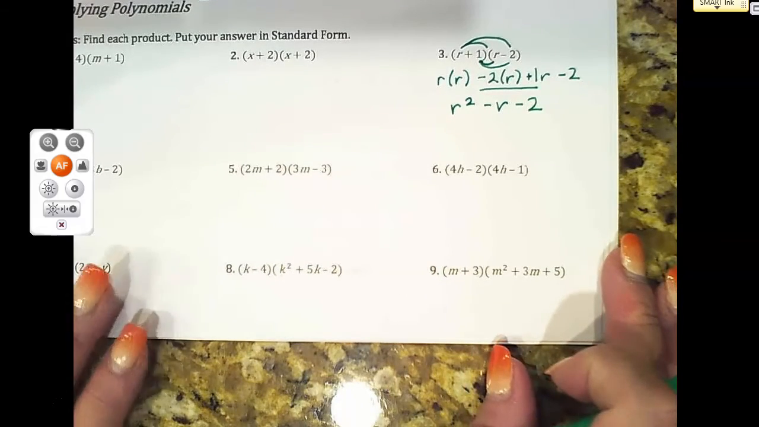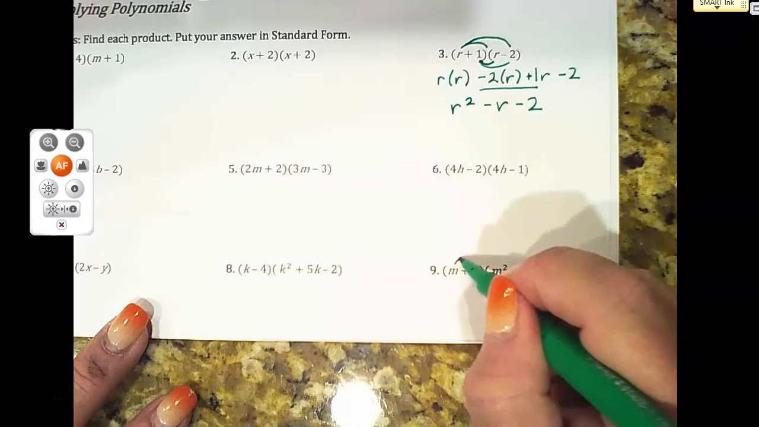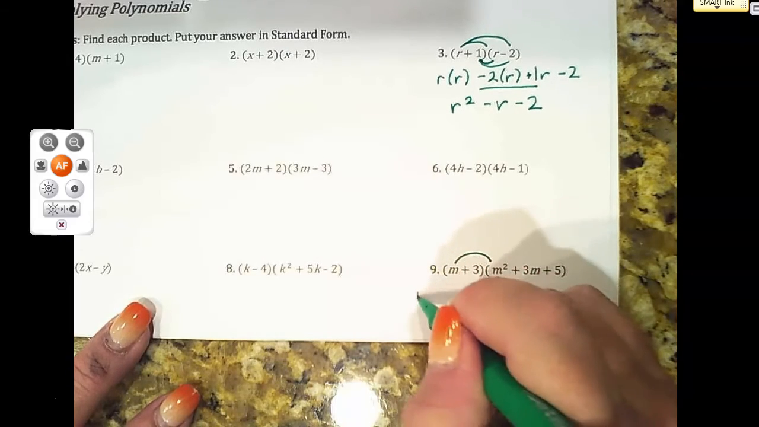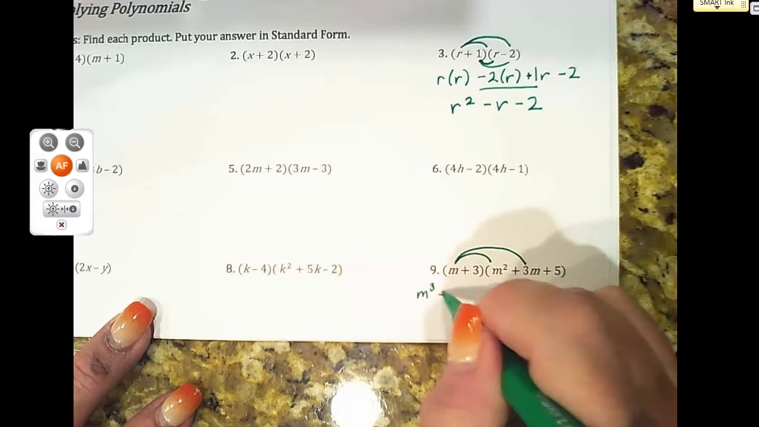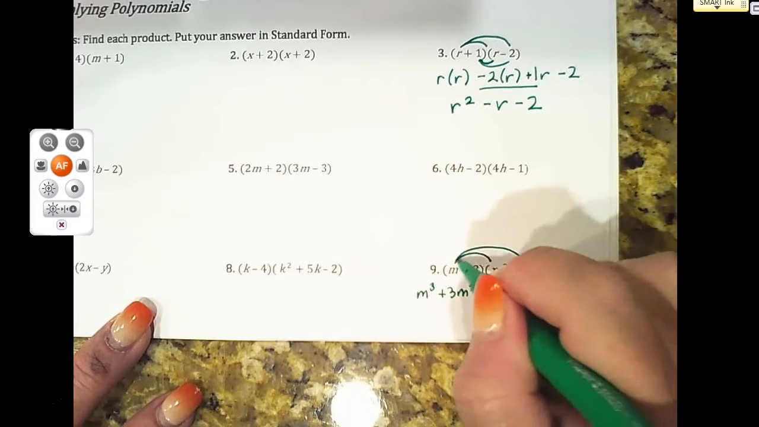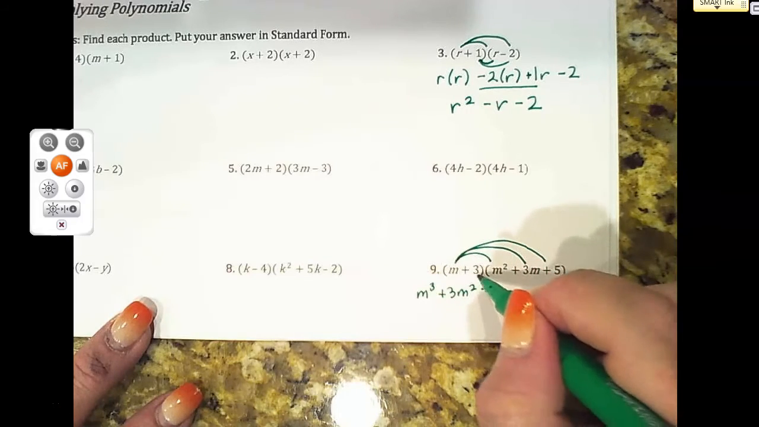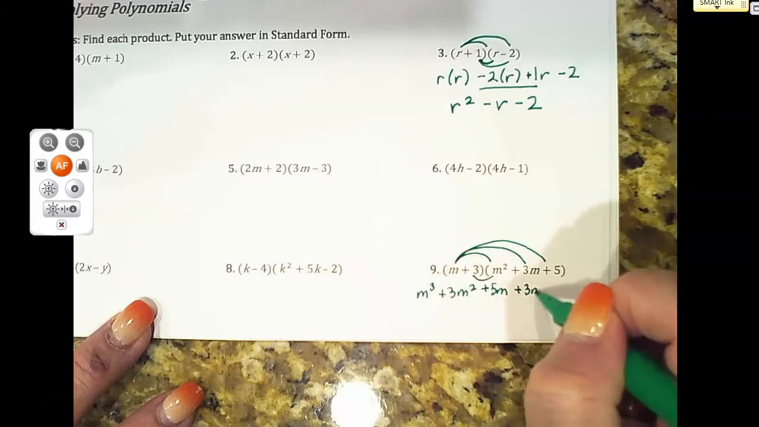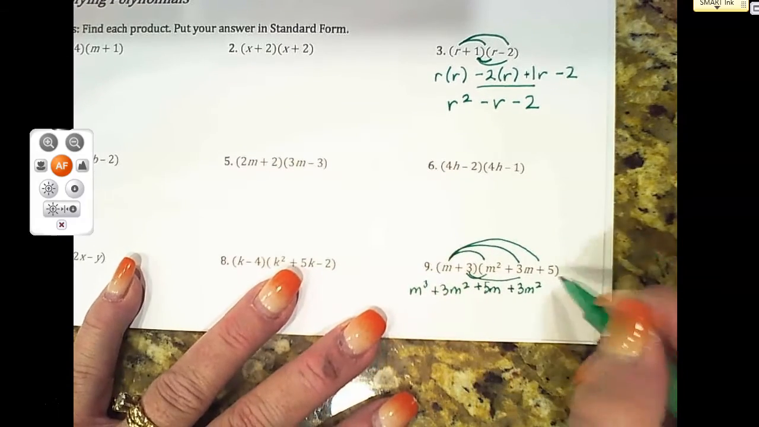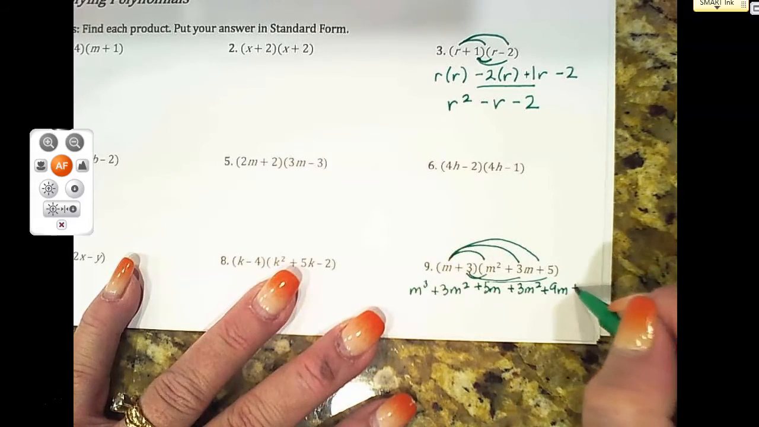You see me use the box method for these, but I also can use the distributive property. So I'm going to go m times m squared, it's m to the third. M times 3m is plus 3m squared. M times positive 5 is plus 5m. And then I'm going to distribute the plus 3, and I'm going to do that on the bottom. Plus 3m squared. Plus 3 times 3m is plus 9m. Plus 3 times 5 is plus 15.